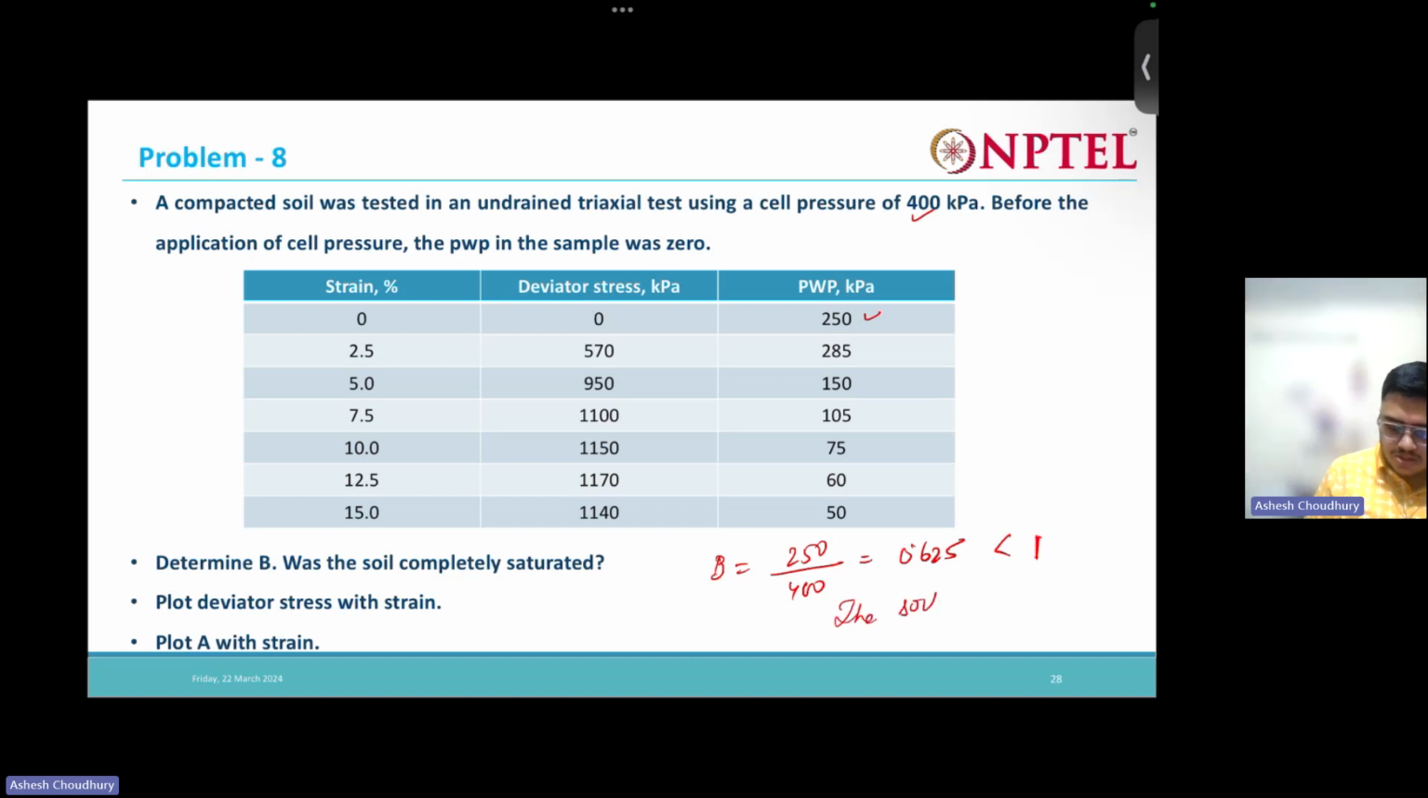The soil wasn't completely saturated, right? So undrained test is done. Okay, undrained test we are doing. Okay, now the second is plot deviatoric stress with strain. That you can do easily. You have strain, you have deviatoric stress, you can plot this value, that you can do by yourself. Okay, so please use graph paper, or at least use Excel to plot this. See how the graph is coming. Just try to solve it. Okay, try to plot this.